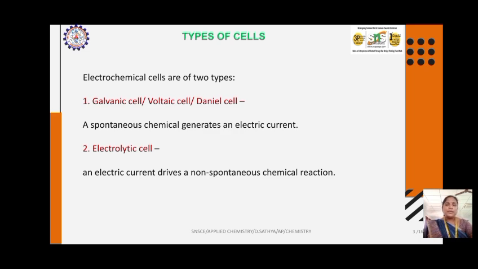A common example of an electrochemical cell is the standard 1.5 volt cell, which is used to power many electrical appliances such as TV remotes and clocks. Such cells are capable of generating electric current from the chemical reactions occurring in them. There are two types of electrochemical cell. The galvanic cell is a spontaneous chemical reaction that generates electric current. The second one is the electrolytic cell, where an electric current drives a non-spontaneous chemical reaction.